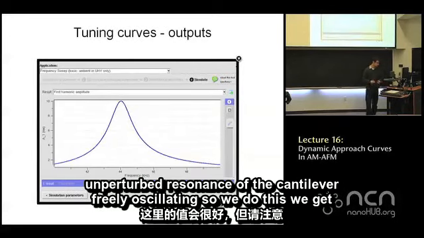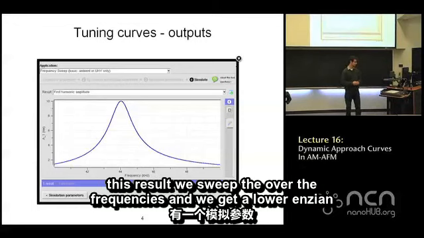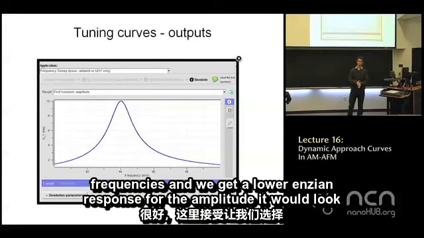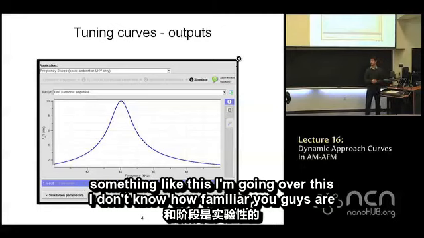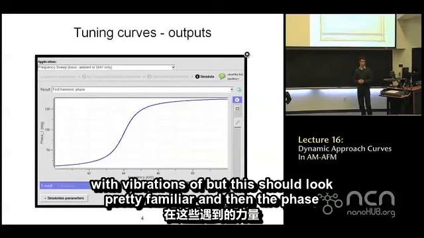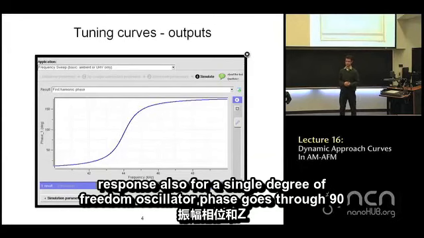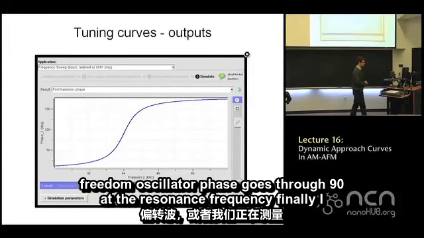So we do this, we sweep over the frequencies, and we get a Lorentzian response for the amplitude. It looks something like this. I don't know how familiar you guys are with vibrations, but it should look pretty familiar. And then there's the phase response, also for a single degree of freedom oscillator. Phase goes through 90 degrees at the resonance frequency.